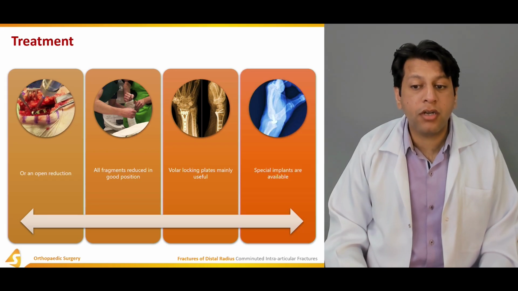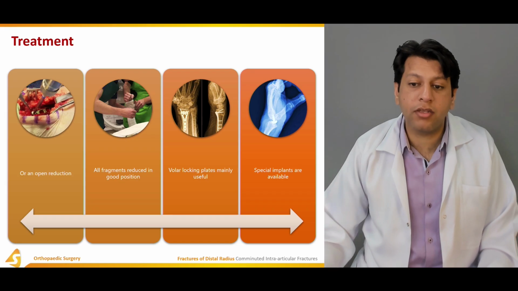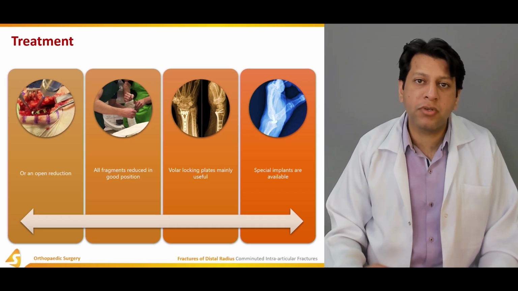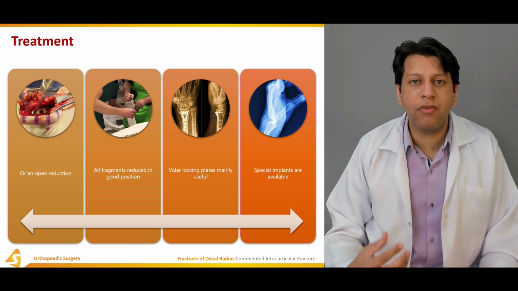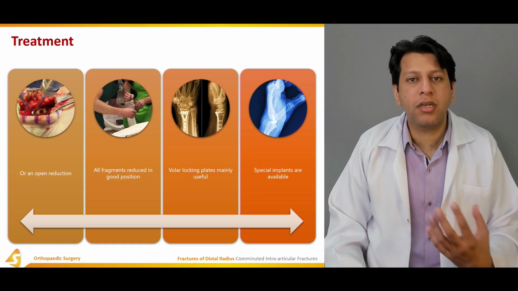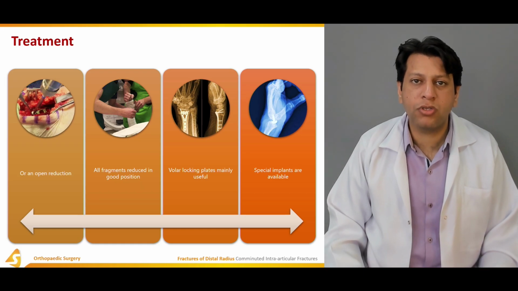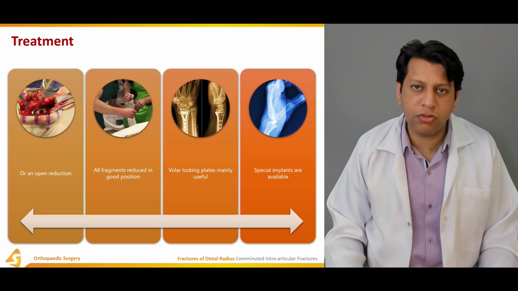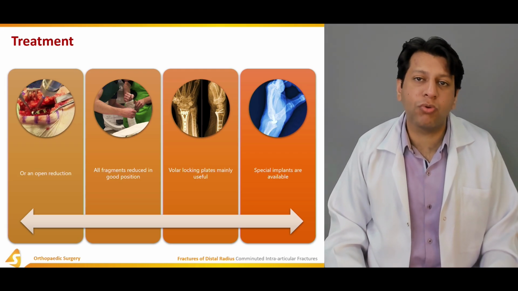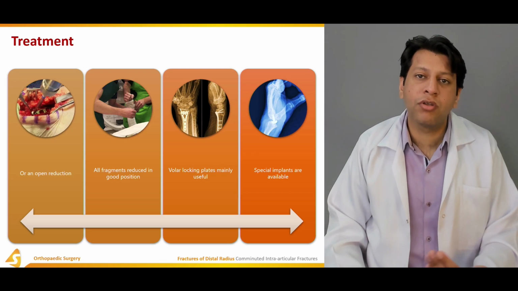Then special implants are also available now, like these kinds of screws, with which all the fragments that have been incarcerated into the joint are removed and an articulating surface is created. But sometimes the best option is just to apply a distraction fixator to allow the wrist joint to expand, so that the intra-articular comminution is reduced and there is no intra-articular step, and later on we can treat other things.